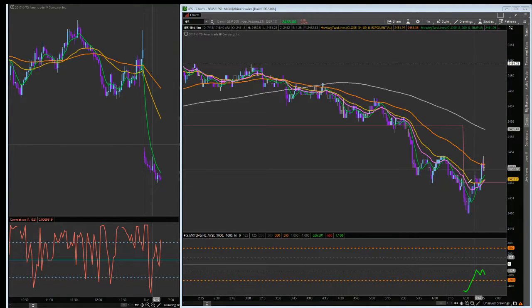And just orient your eyes. This pink line here, that was the open. Up here, it was the open from the previous day. And up here across the top, this is the settlement from the previous day.